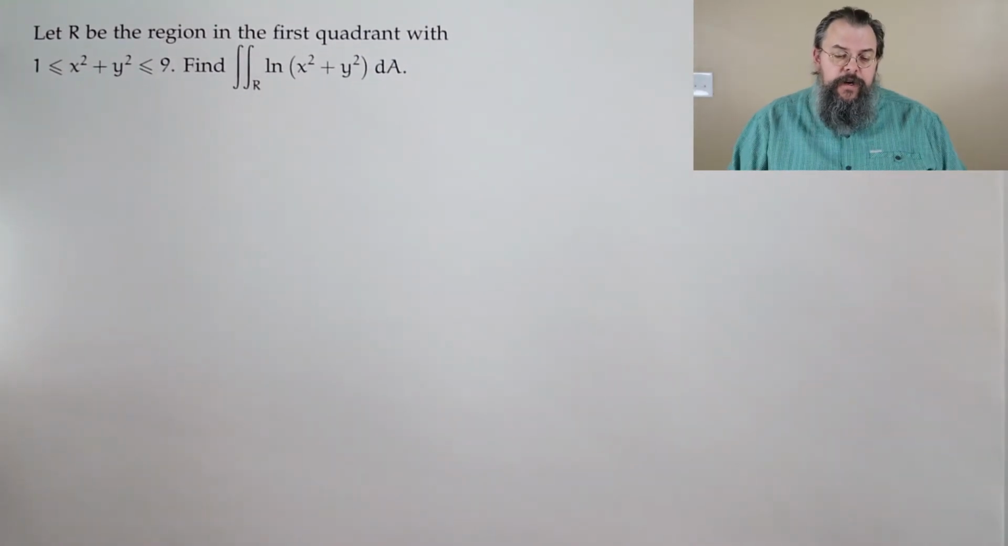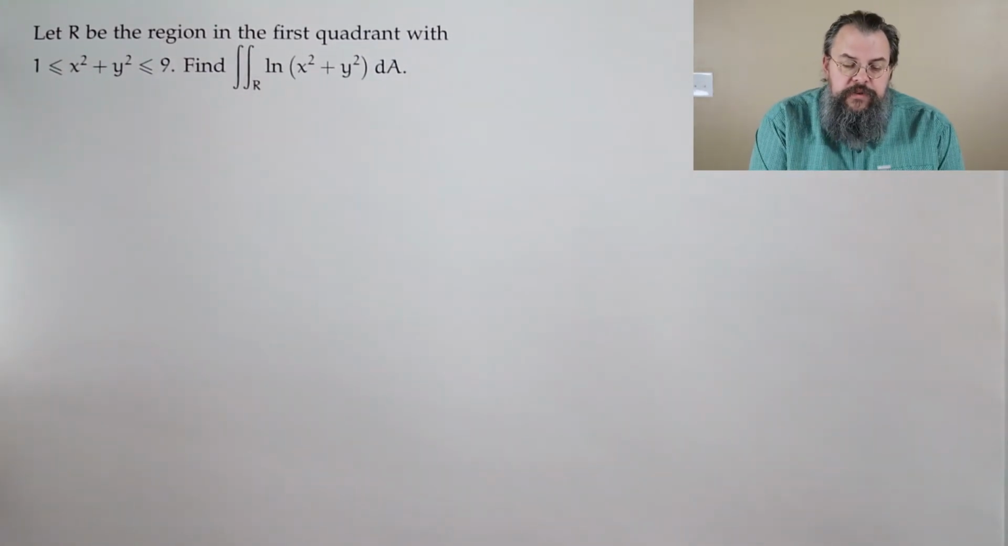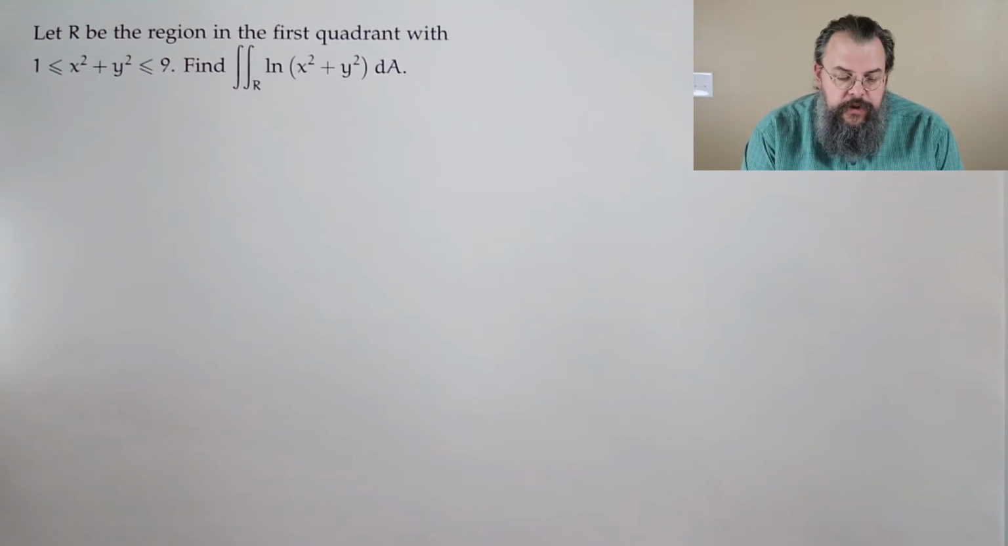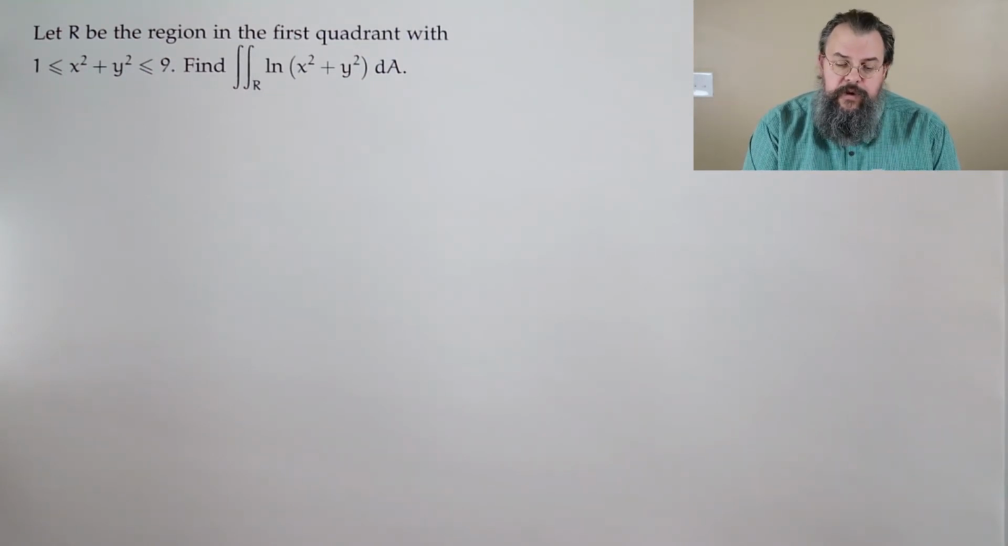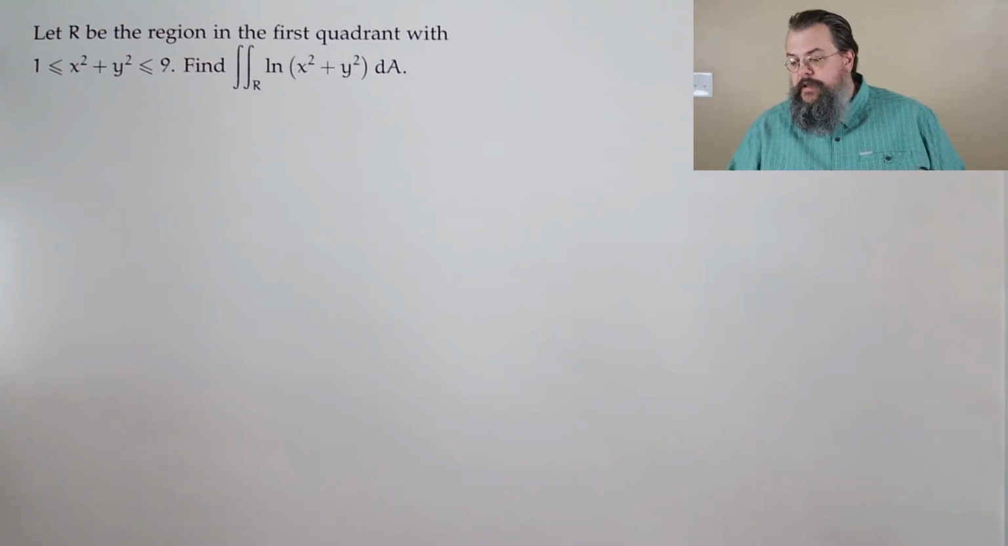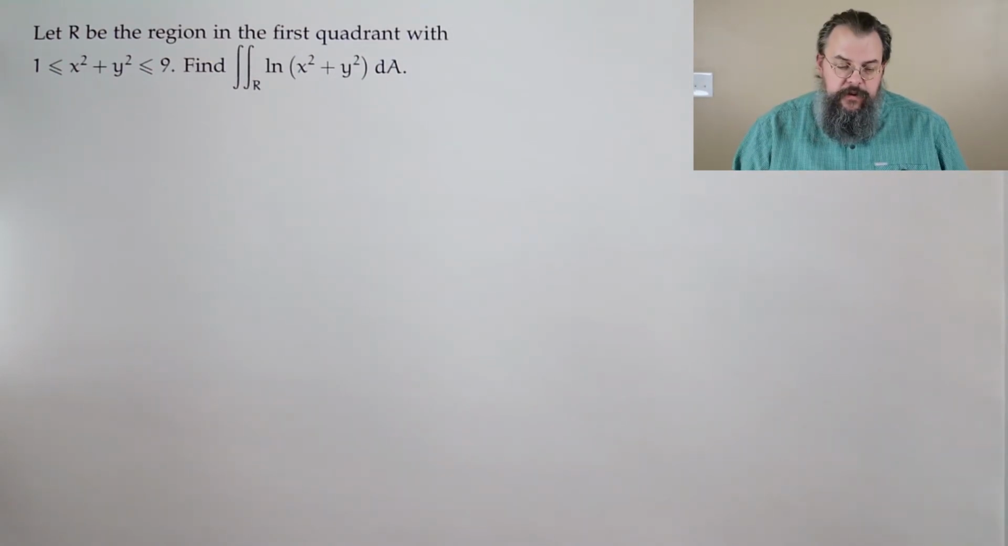All right, well, let R be the region in the first quadrant with 1 less than or equal to x squared plus y squared less than or equal to 9. And find the integral over R of log of x squared plus y squared dA. Okay. Well, this will be fun. Let's see where we go.